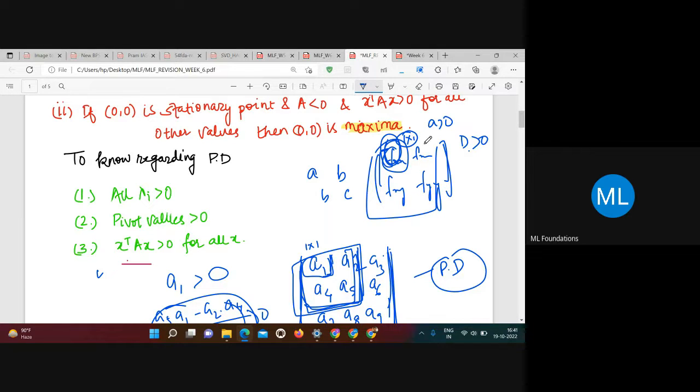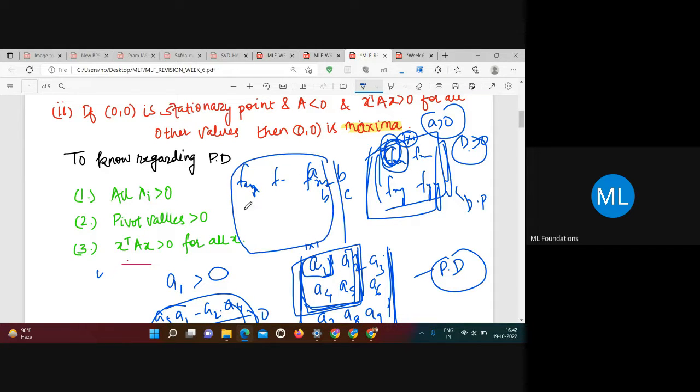The determinant A is the first leading 1 cross 1, and D is for the 2 cross 2 matrix, the 2 cross 2 determinant we are calculating. If both are positive, then we can say this is positive definite. And for 3 cross 3, you have to calculate fxx, fxy, and fxz will also be there.